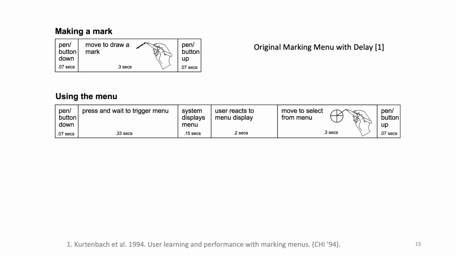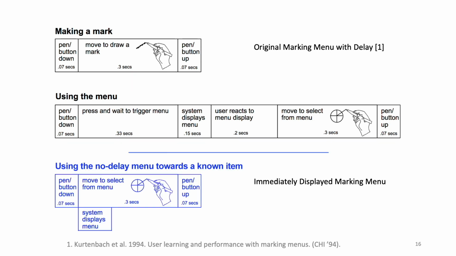Pictured here is a figure from one of the original marking menu papers. However, we would imagine that with the advances of computers in the past 2 decades, displaying a menu would take less than 15% of a second. Thus, we wanted to explore a no delay or immediately displayed marking menu, which is shown in the augmented diagram, where the user does not have to wait for menu mode, but can still rely on the recognition of menu items if they choose to do so.